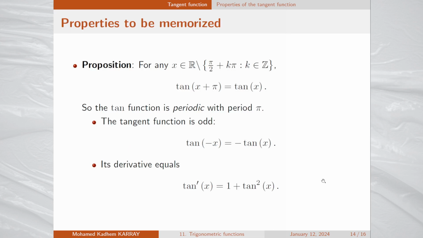Here are the basic properties of the tangent function. Firstly, tangent of x plus pi equals tangent of x. So the tangent function is periodic with period pi. Moreover, the tangent function is odd, so tangent of minus x equals minus tangent of x. And finally, the derivative of the tangent function equals 1 plus tangent squared. Please keep in mind all these properties.